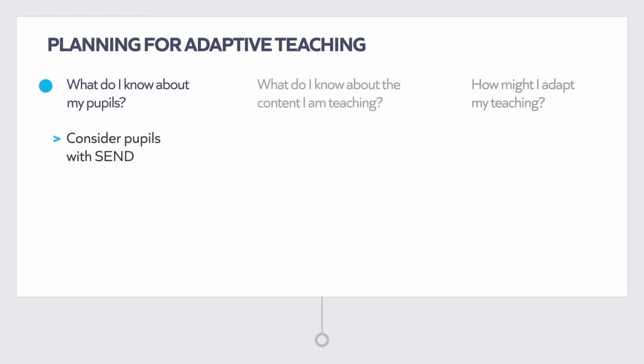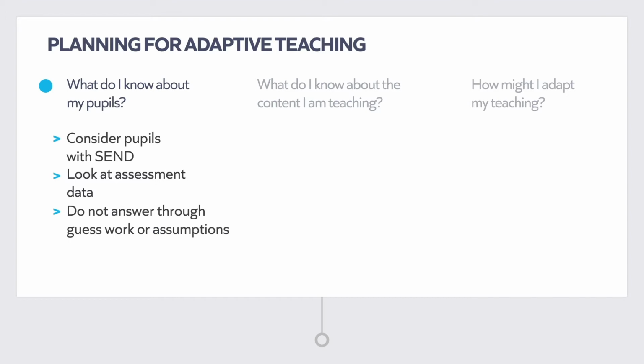Another way of responding to the question, what do I know about my pupils, is to look at reliable assessment data. A task carried out at the end of the previous lesson might give teachers a useful indication of what relevant prior knowledge their pupils have. Teachers shouldn't answer this question through guesswork or assumptions. Adaptive teaching shouldn't lead to teachers setting lower expectations for some pupils.